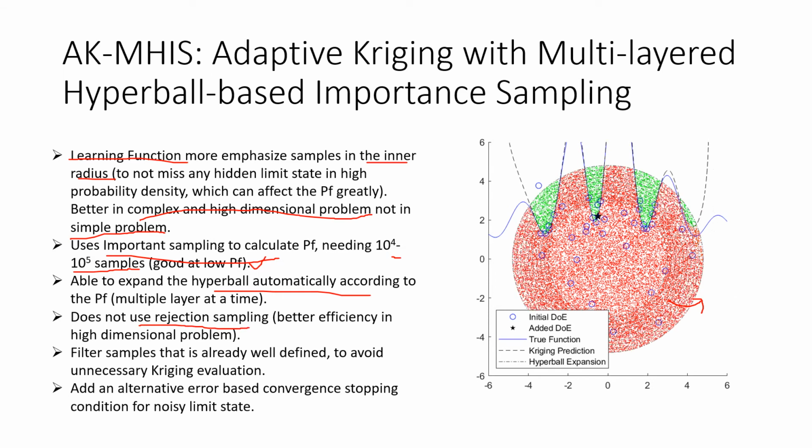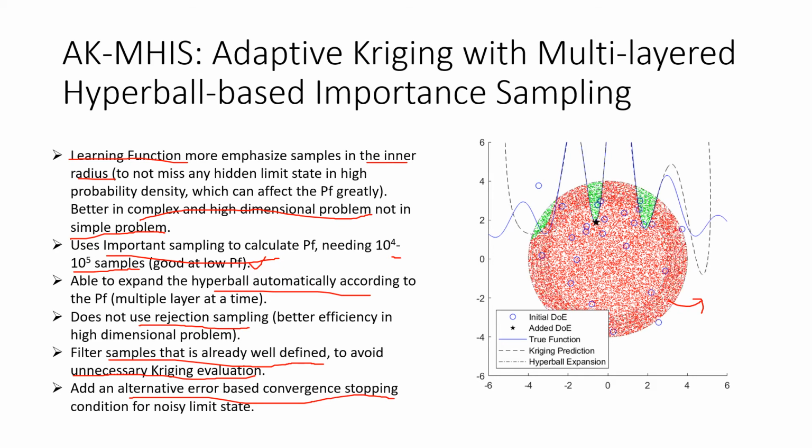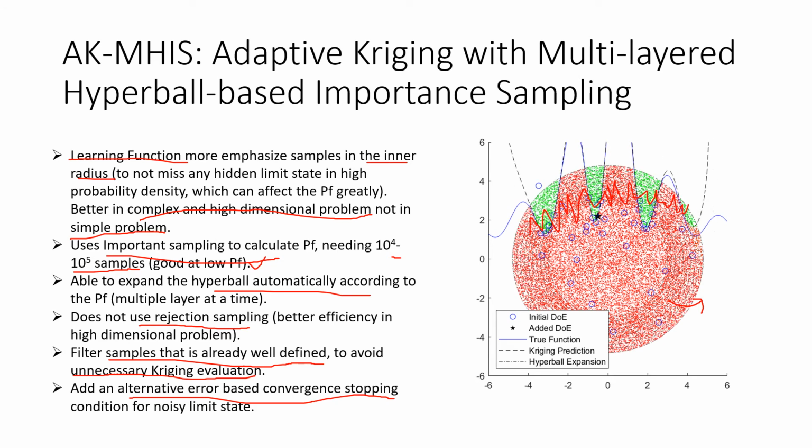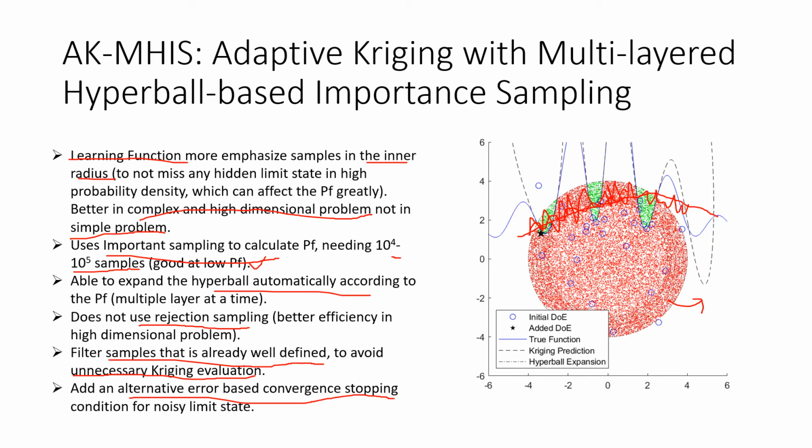It doesn't use rejection sampling. We filter the samples that are already well defined to avoid unnecessary Kriging evaluation, and add an alternative error-based stopping condition. So if the limit state is noisy, for example, like this here, and the probability of failure has already converged, we don't need to keep refining like this. Maybe just a general definition is okay, because the probability of failure doesn't really change that much. So we implement an error-based convergence stopping condition.